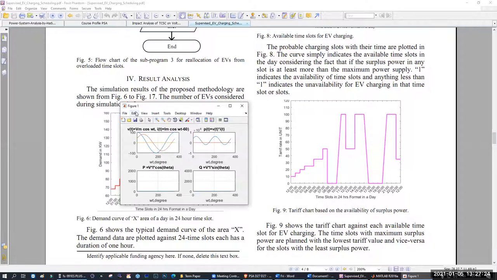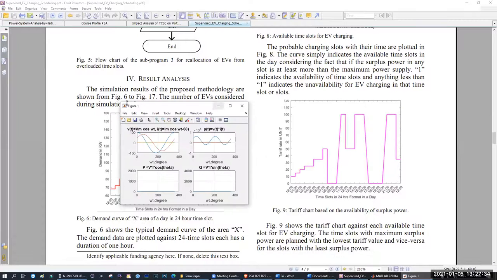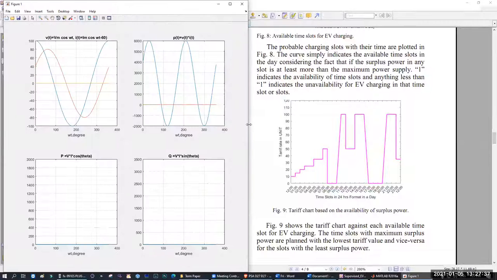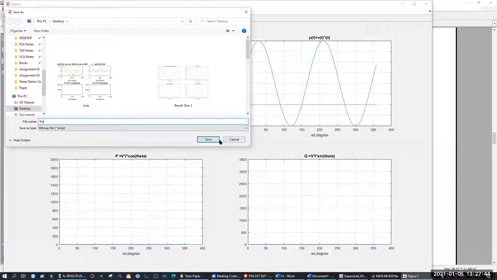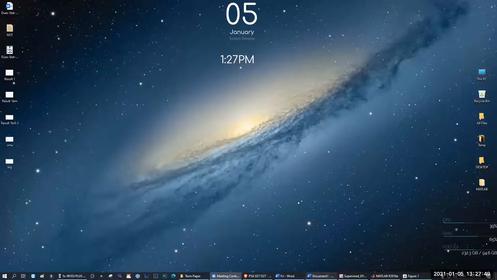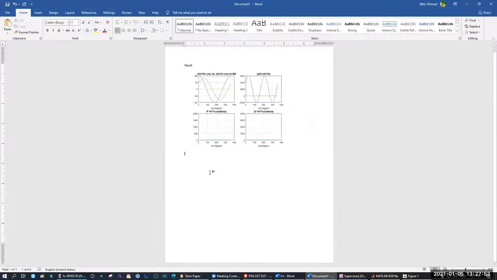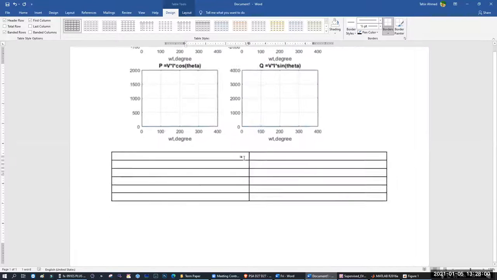Okay, let me give you one example. Let's save this small, SMS. And let me make it bigger. Big. Okay, I'm going to write a document here. Let's say I have two columns. Like this, I have two columns.